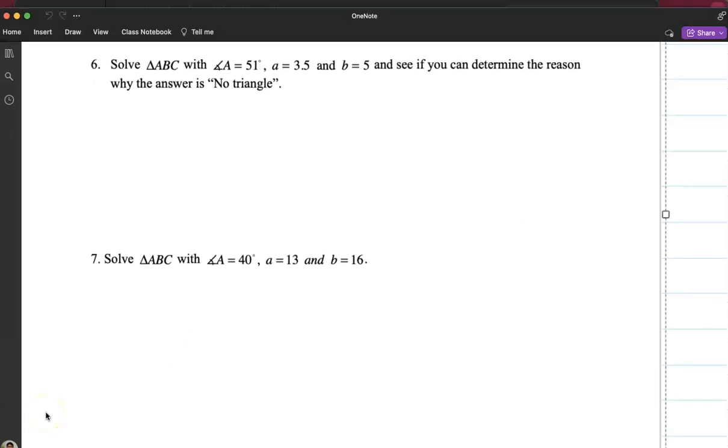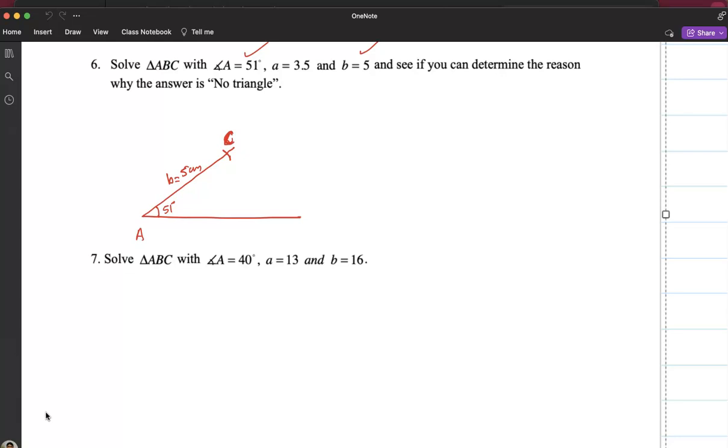So first, what will you do? You draw your angle A. You draw a horizontal line. Your angle A is 51 degrees, correct? Then you take your B. B is 5, so randomly you put B as 5. Small b, you call it. So this will be a C. Basically, this would be your C. Now what's going to happen is, now 3.5.